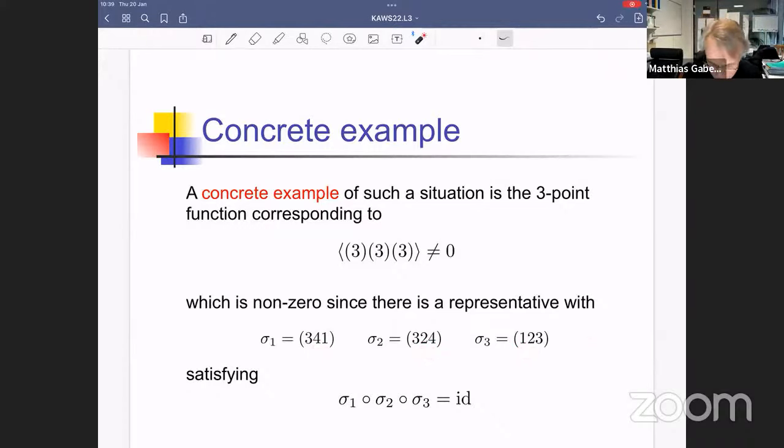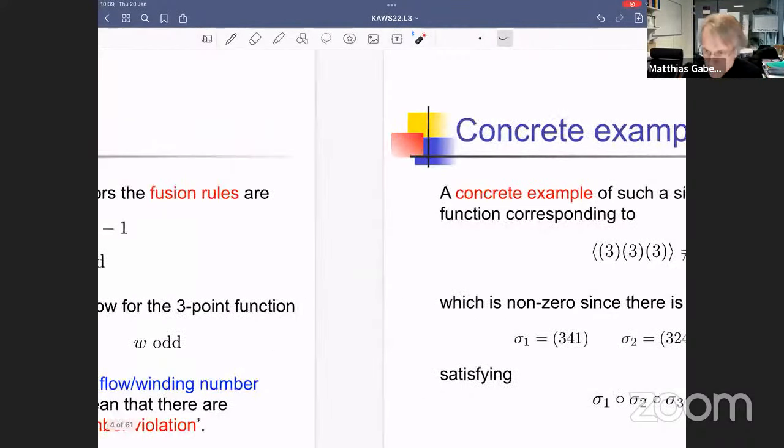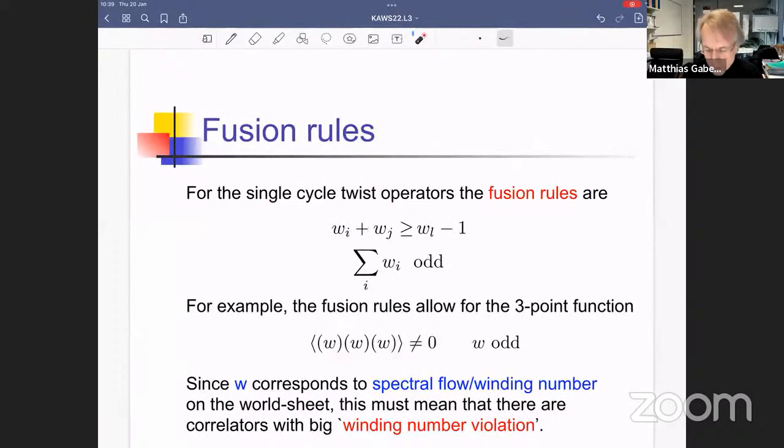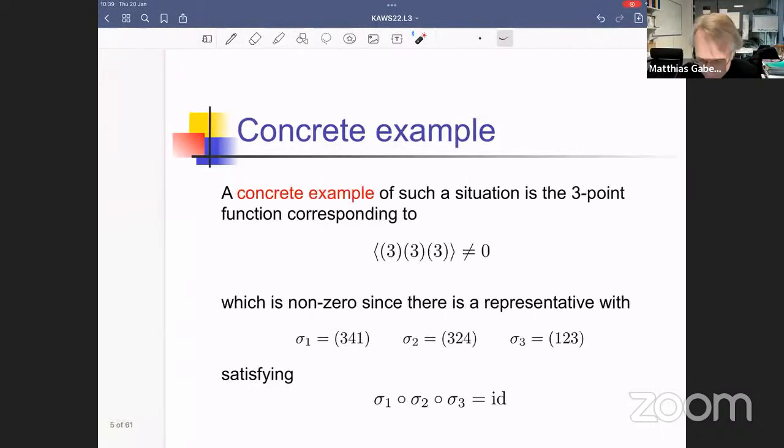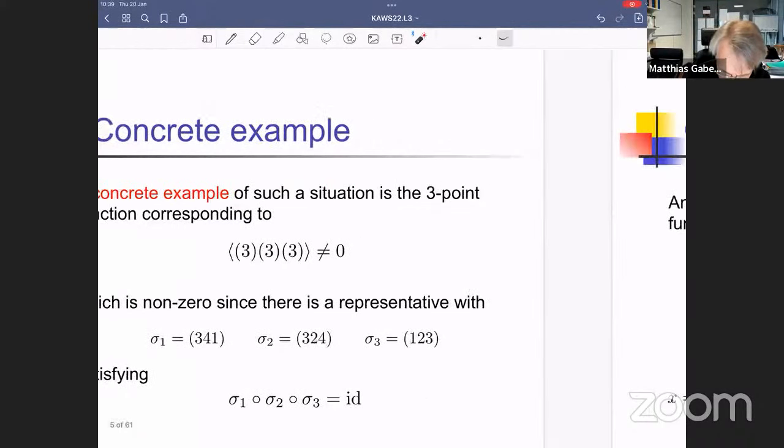So you can check that this product of permutations is indeed the trivial permutation, and therefore this three-point function is allowed. Okay, so this is a three-point function of that kind. So these things really exist, and therefore we have to understand their structure, and we have to see how they can be compatible with the worldsheet theory.